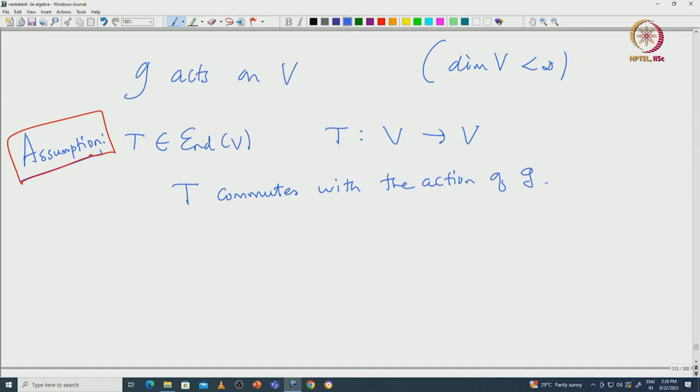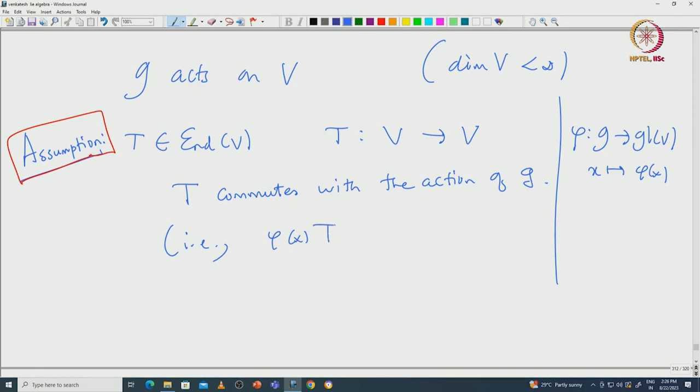What is the meaning of that? Let us say the action is given by this map phi, a map from G to GL(V). Given x, you have phi(x). T commutes with the action of G means that if you take phi(x) and consider the map T, they commute with each other. So T phi(x) is the same as phi(x) T, and this is true for all x in G. This is what I mean by T commuting with the action of G.